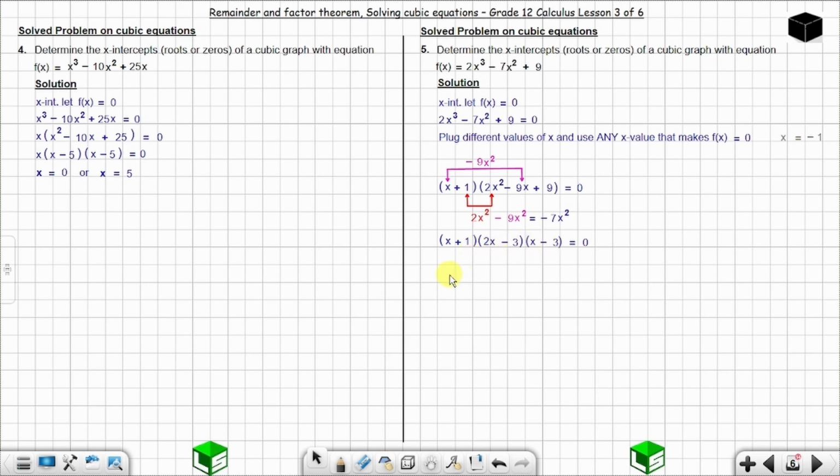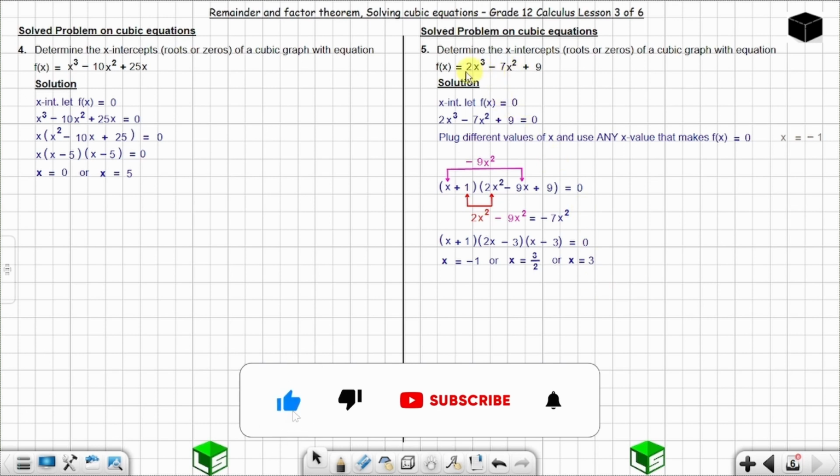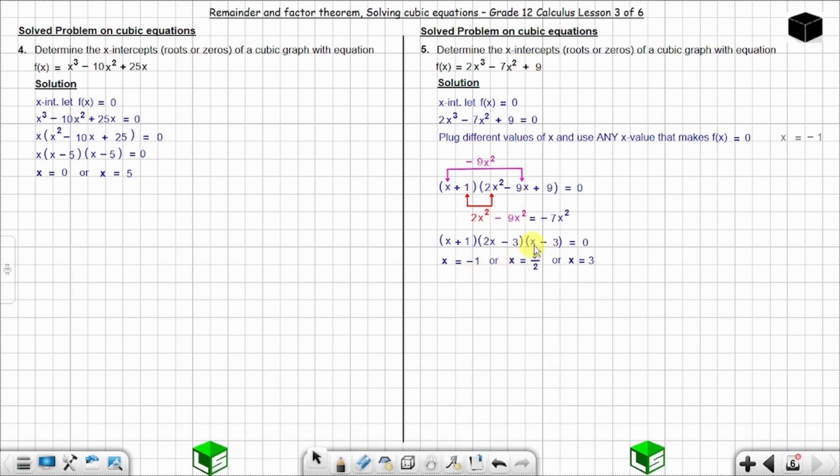Now from this, x = −1, or x = 3/2, or x = 3. This is how you can solve this question. When you sketch this graph, you're going to see that your x-intercepts are at −1, at 3/2, and at 3. 3/2 is 1.5. You can try to sketch this graph on the Cartesian plane. You're going to have your x-intercepts at −1, at 3/2, and at 3.